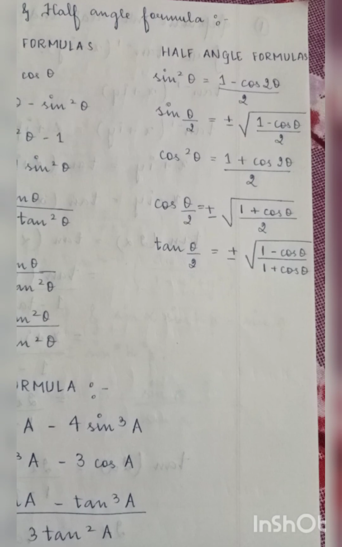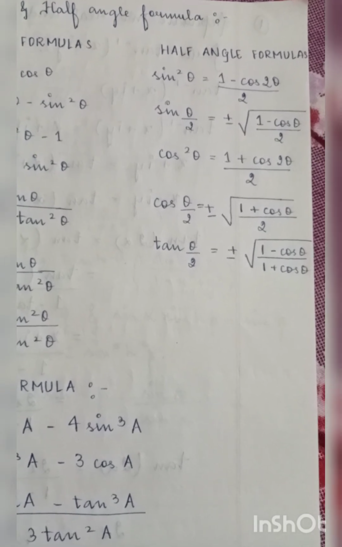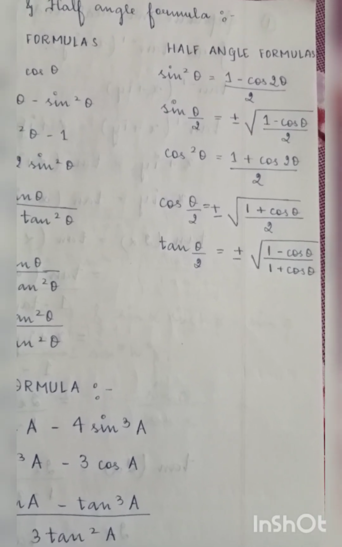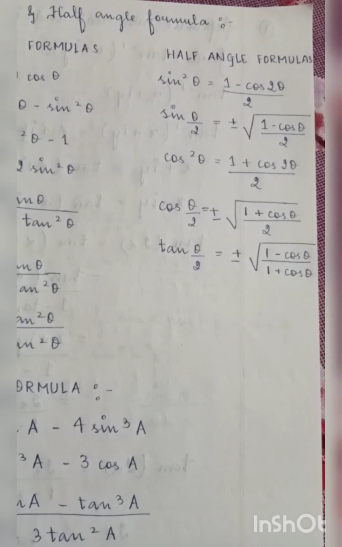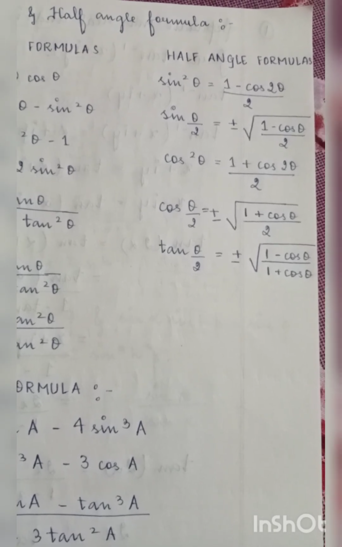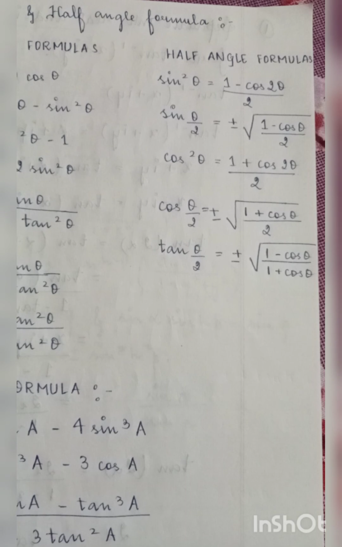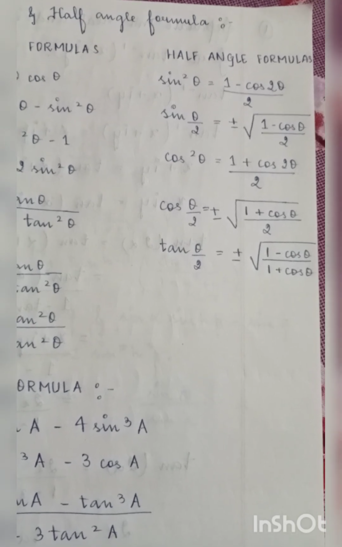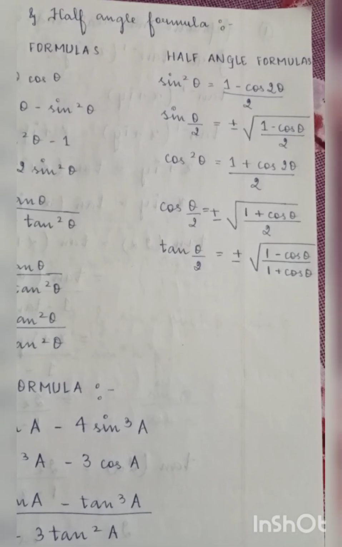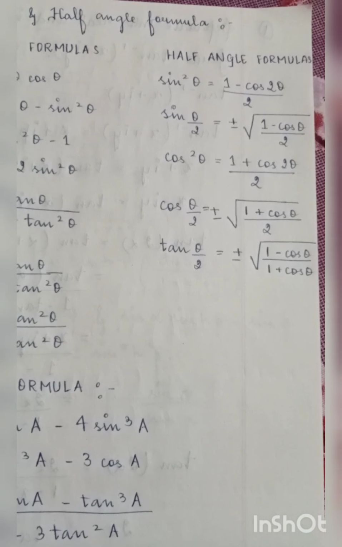Similarly, tan of theta by 2 can be written as sin theta by 2 divided by cos theta by 2, which would be equal to plus or minus root of 1 minus cos theta divided by 1 plus cos theta.